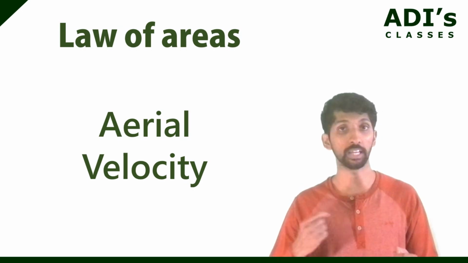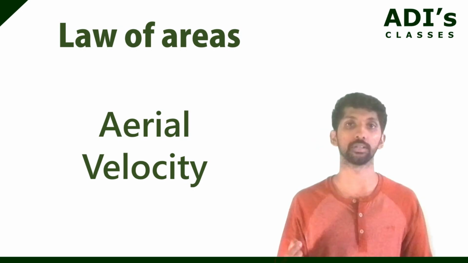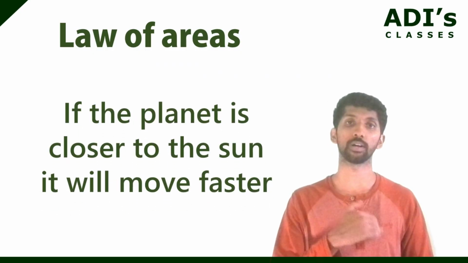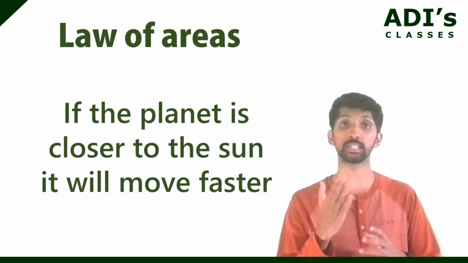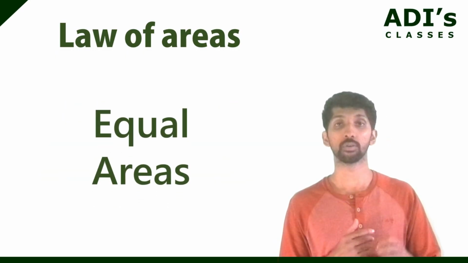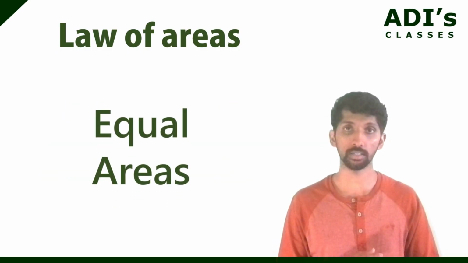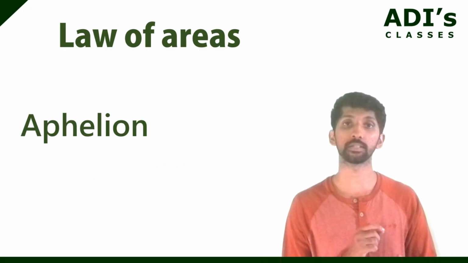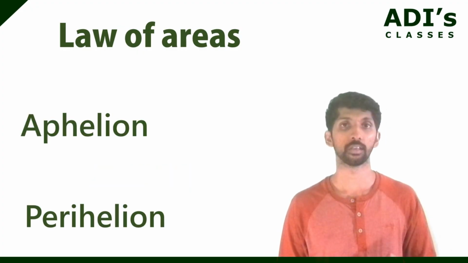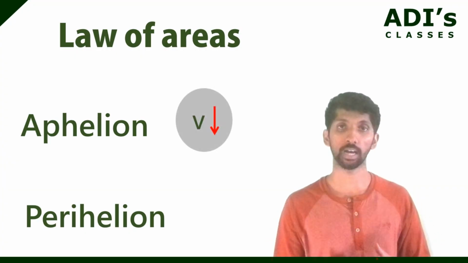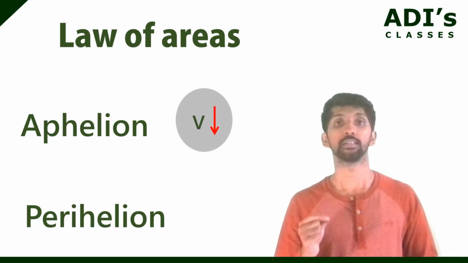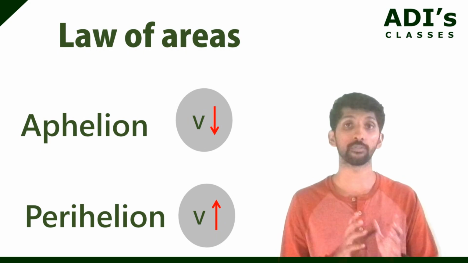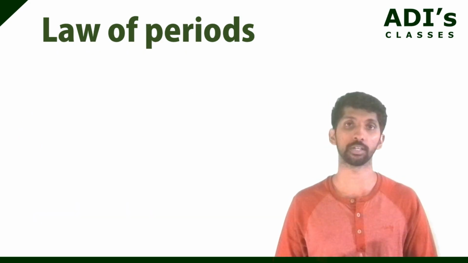If the planet is very far, it moves slower. If the planet is very close to the sun, it moves faster, so that it can sweep equal areas. With respect to the sun, the farthest point is called aphelion and the closest point is called perihelion. At perihelion the velocity is very high and at aphelion the velocity is very low. So this is the law of areas. This is a very, very important law.